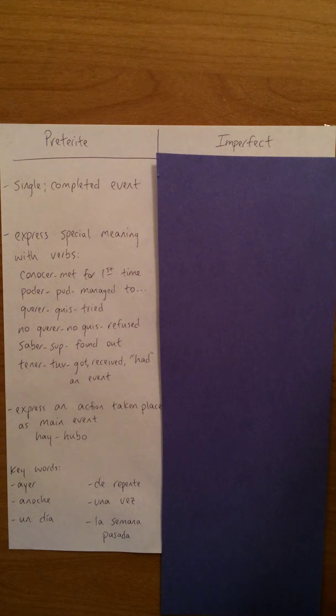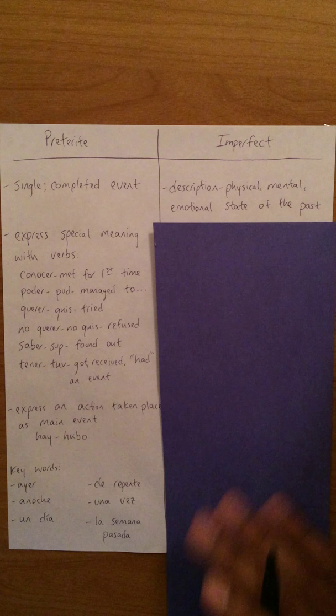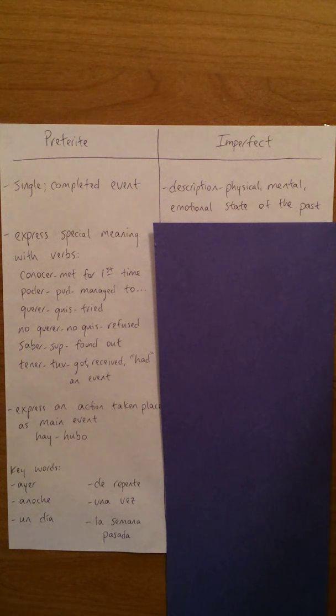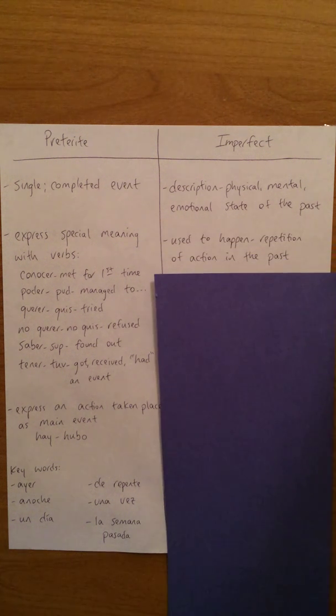And then we have the imperfect. The imperfect is used for description mostly and describing the physical, mental, and emotional state of a noun in the past. It is also used to describe what used to happen in the past in reference to the repetition of an action. For example, cada día yo jugaba al tenis. That would translate to every day I used to play tennis.